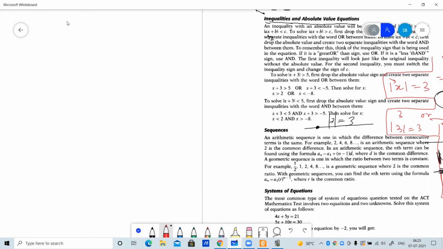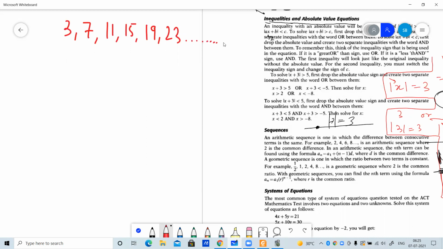For example, you have 3 and then you add 4 to it. It'll be 7, and then again adding 4 to it, it'll be 11. Again adding 4, it'll be 15. Again adding 4, it'll be 19. Again adding 4, it'll be 23, and so on.